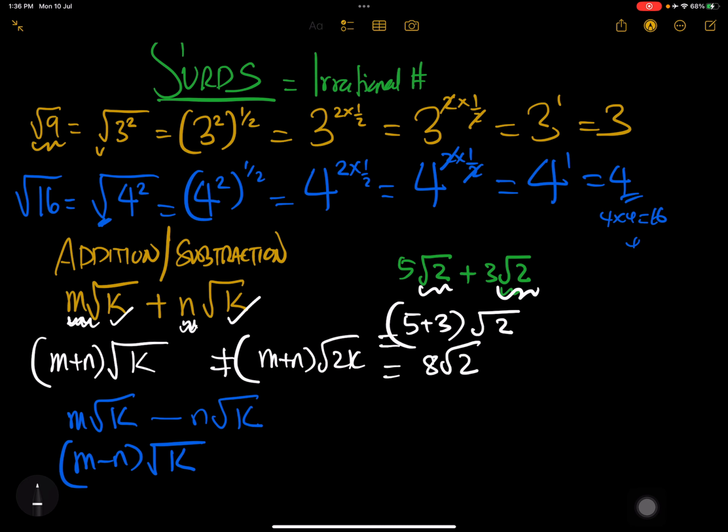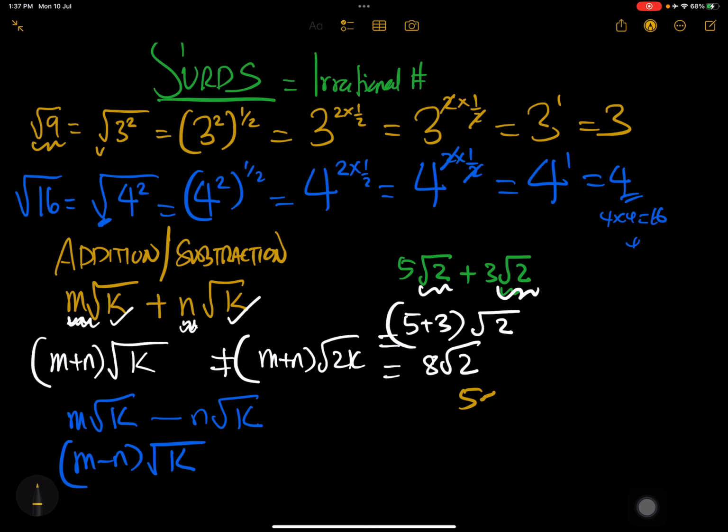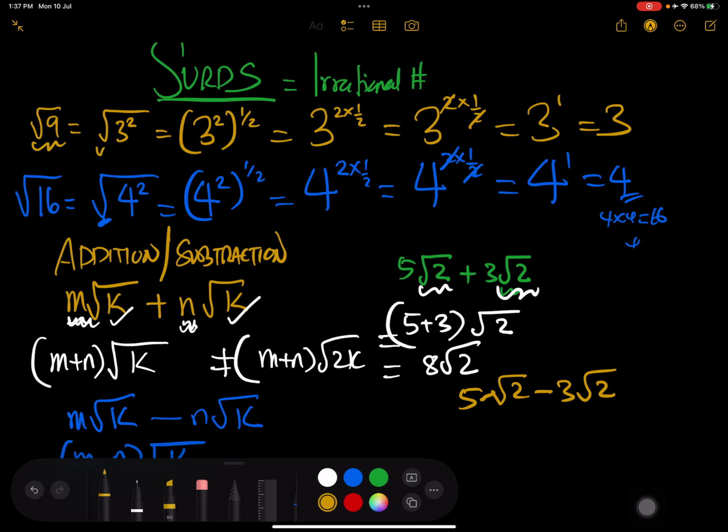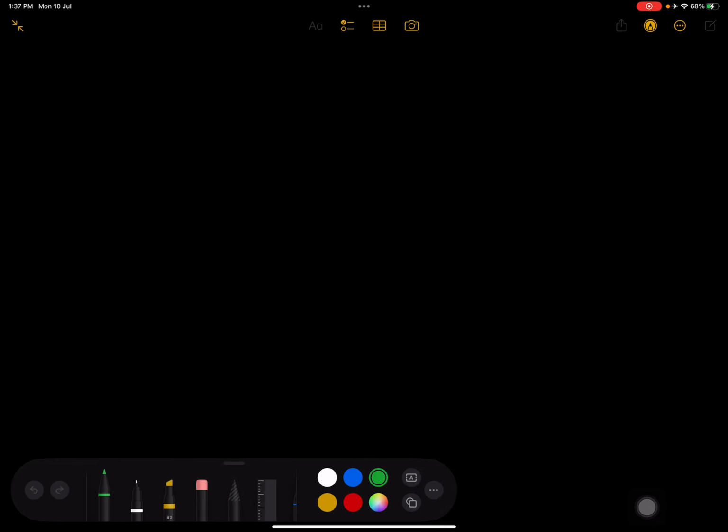All right, let's say we have 5 square root of 2 minus 3 square root of 2. Same way, we can see that the square root of 2 and that square root of 2 are the same, so we're going to subtract the 3 from the 5. So we're going to have 5 minus 3 and the square root of 2. This is going to give you 2 square root of 2, and there we go. We've been able to do addition and subtraction of surds.